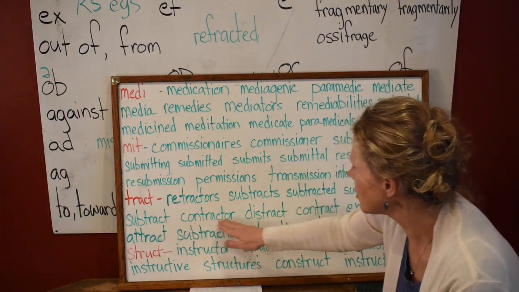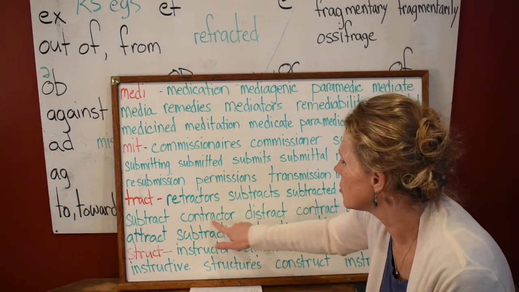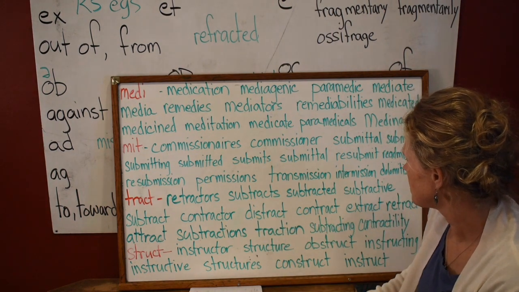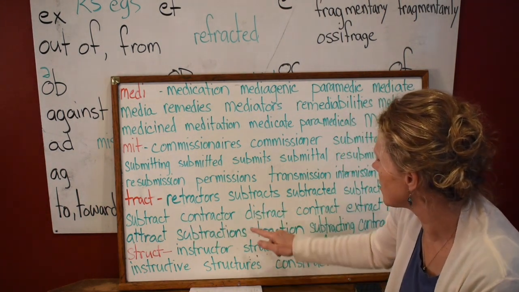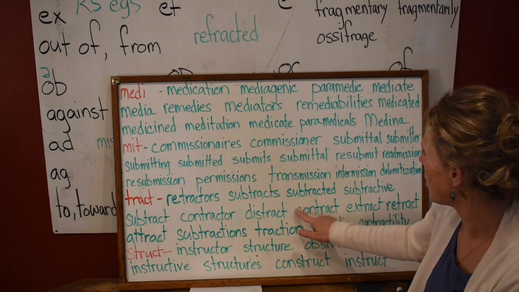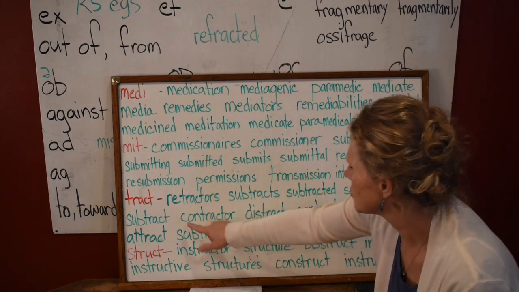So now look, contractor. OR means a person in this sense. So a person who puts together a contract. Distract. See how we have CON on tract, DIS on tract. See, we have contract here. So contractor.